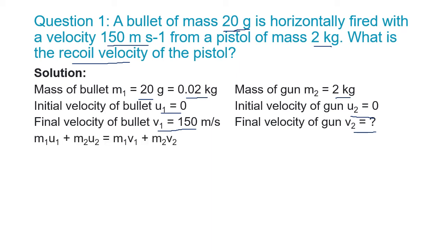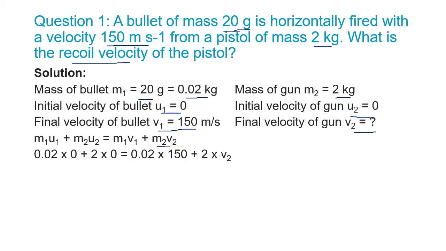Okay. Now, what is the law of conservation of momentum? m1u1 plus m2u2 equal to m1v1 plus m2v2. Here instead of A and B, they have used 1 and 2, but it makes no difference. It is the same thing. So m1u1 is the total momentum of the bullet before it is fired. m2u2 is the total momentum of the gun before firing the bullet. m1v1 is the momentum of the bullet after it is fired, and m2v2 is the momentum of the gun after the bullet is fired.